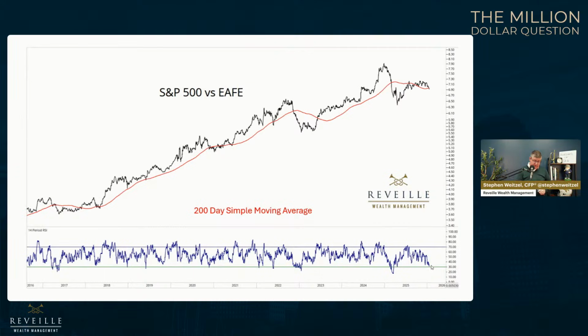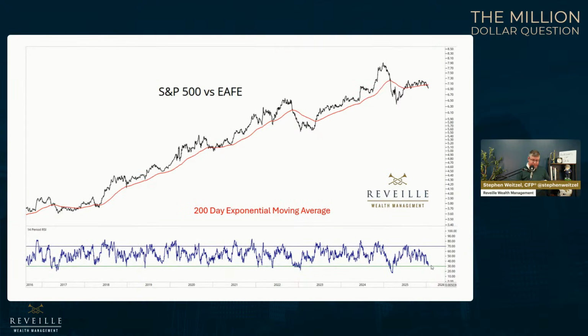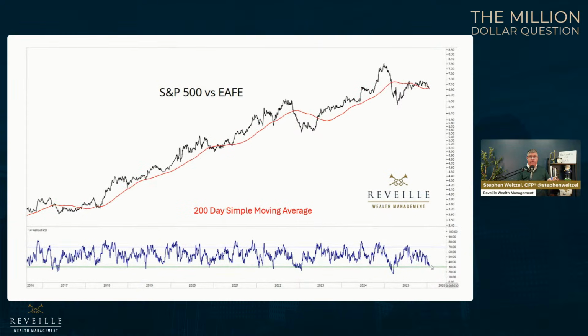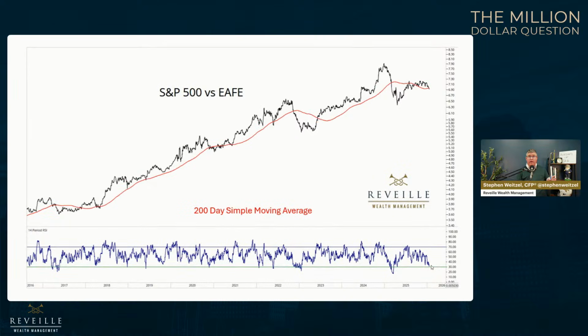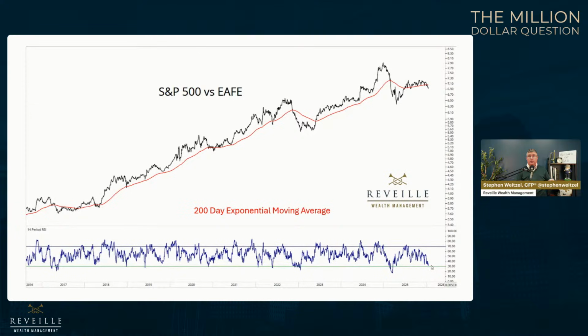International markets that we've been talking about have been outperforming, and we think that is a theme that is just getting started. Again, we see the difference here between those simple and exponential moving averages. On the daily, the simple is trying to hook a little bit higher, but price is coming a little south of it. The exponential, we've already broken it, and it's starting to move lower. Okay.